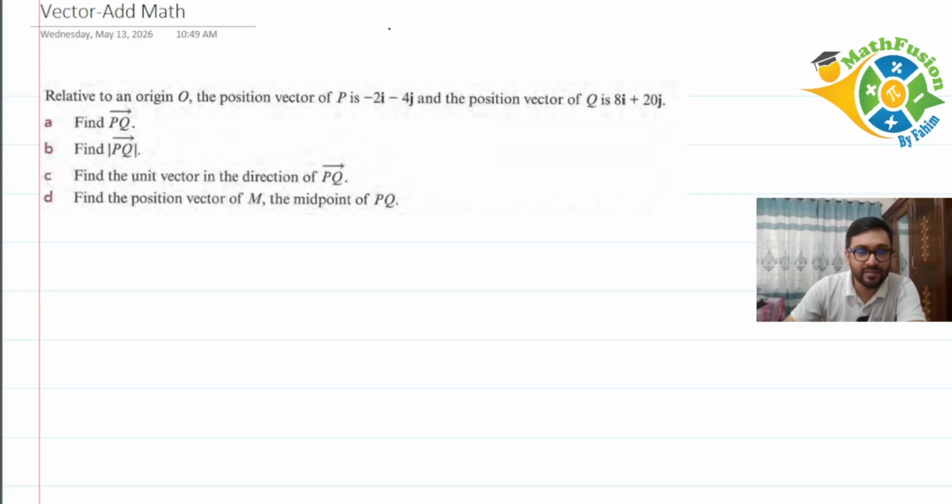Hello students, today we are going to solve a basic vector problem from ADMAT. Relative to an origin O, the position vector of P is minus 2i minus 4j and the position vector of Q is 8i plus 20j.